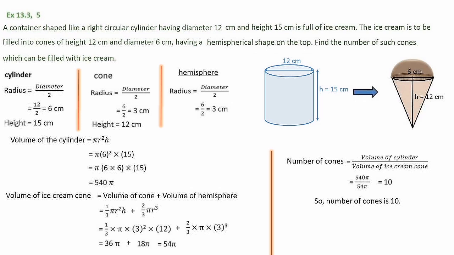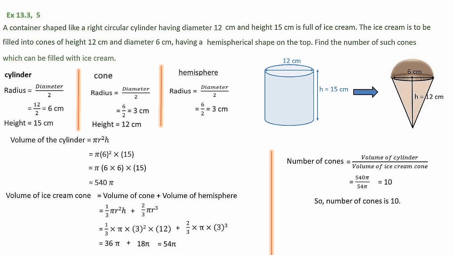And we are making ice cream cones. We are filling the ice cream cones of height 12 cm and diameter 6 cm having a hemispherical shape on the top. You might have seen ice cream cones, the bottom portion is conical and on top of the cone there is a hemispherical shape. So that is the way the ice cream is filled. Here, we are collecting ice cream from this cylindrical container and filling these ice cream cones. Dimensions are given to you, height 12 cm, diameter 6 cm. Question is, find the number of such cones which can be filled with ice cream.